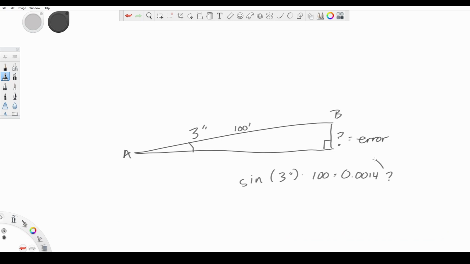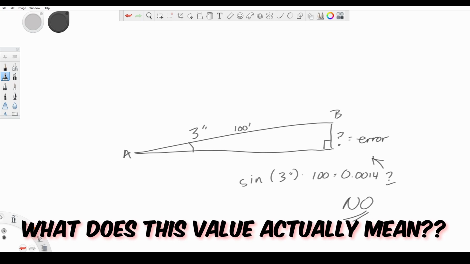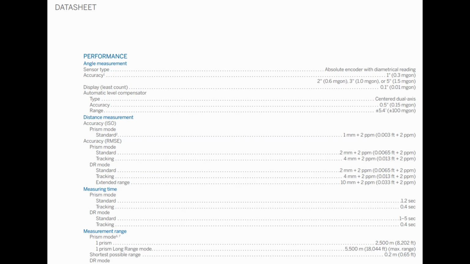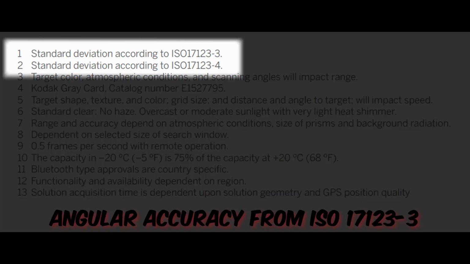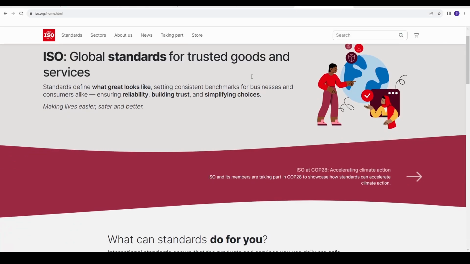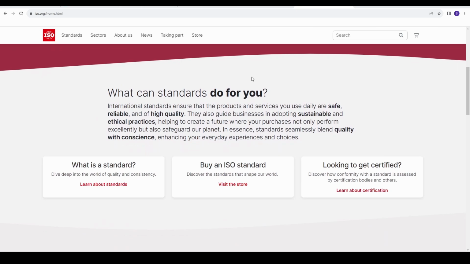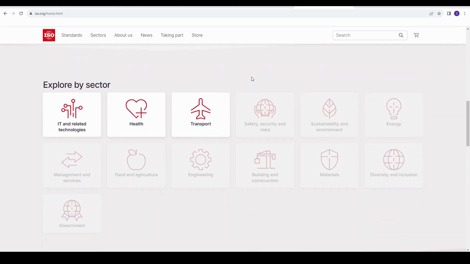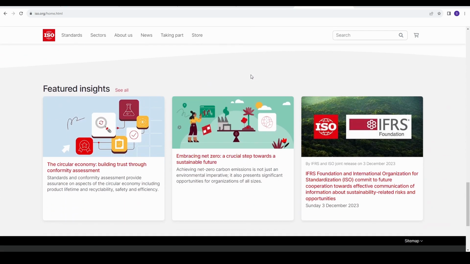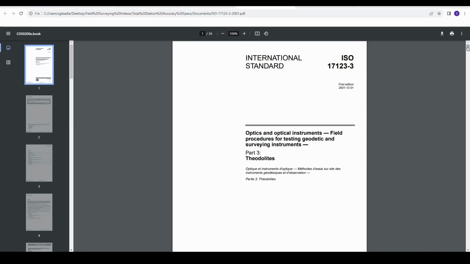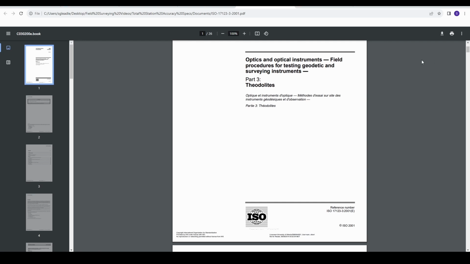Let's start off by looking at some instrument specifications and get a handle on what 3 seconds is actually referencing. Whether you look at a data sheet for Leica, Trimble, Topcon, etc., these days they all reference their angular accuracy to ISO 17123-3. ISO stands for the International Organization for Standardization. ISO is an independent, non-governmental international organization that brings global experts together to agree on the best way of doing things, from making products to managing processes. This particular accuracy standard, in part, sets the standard for angular accuracy of an optical theodolite.